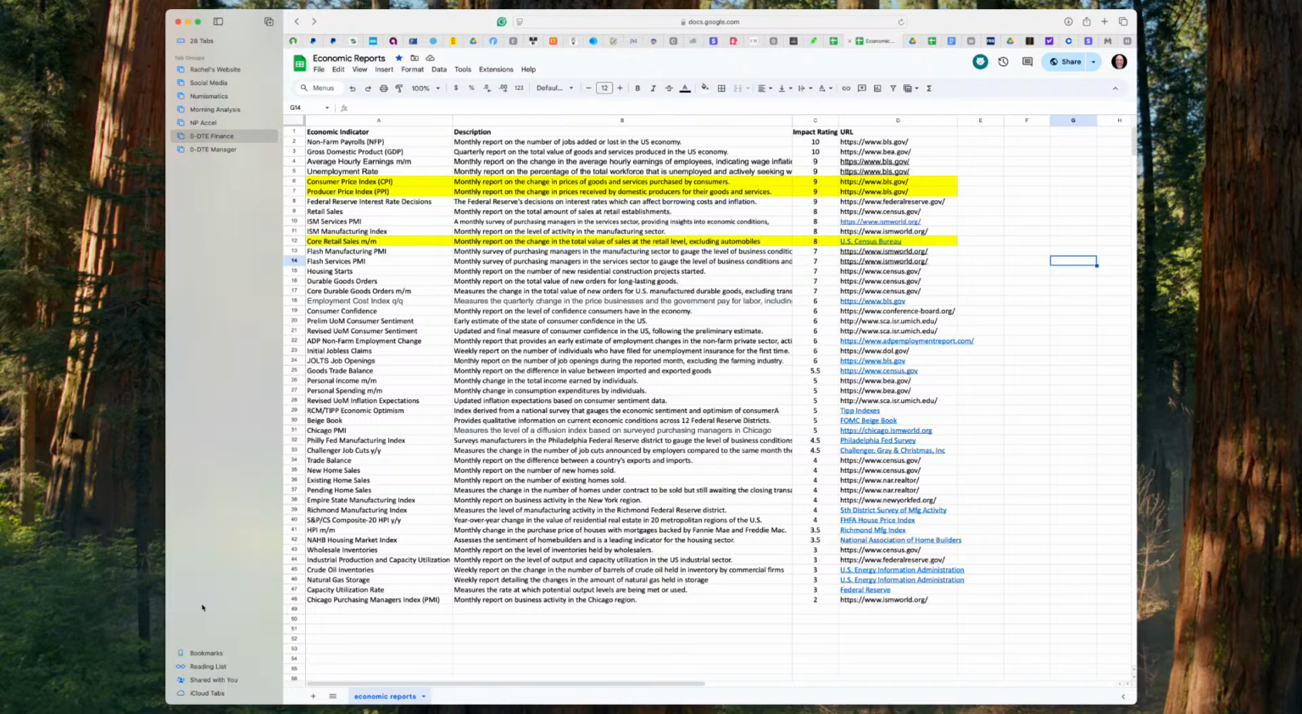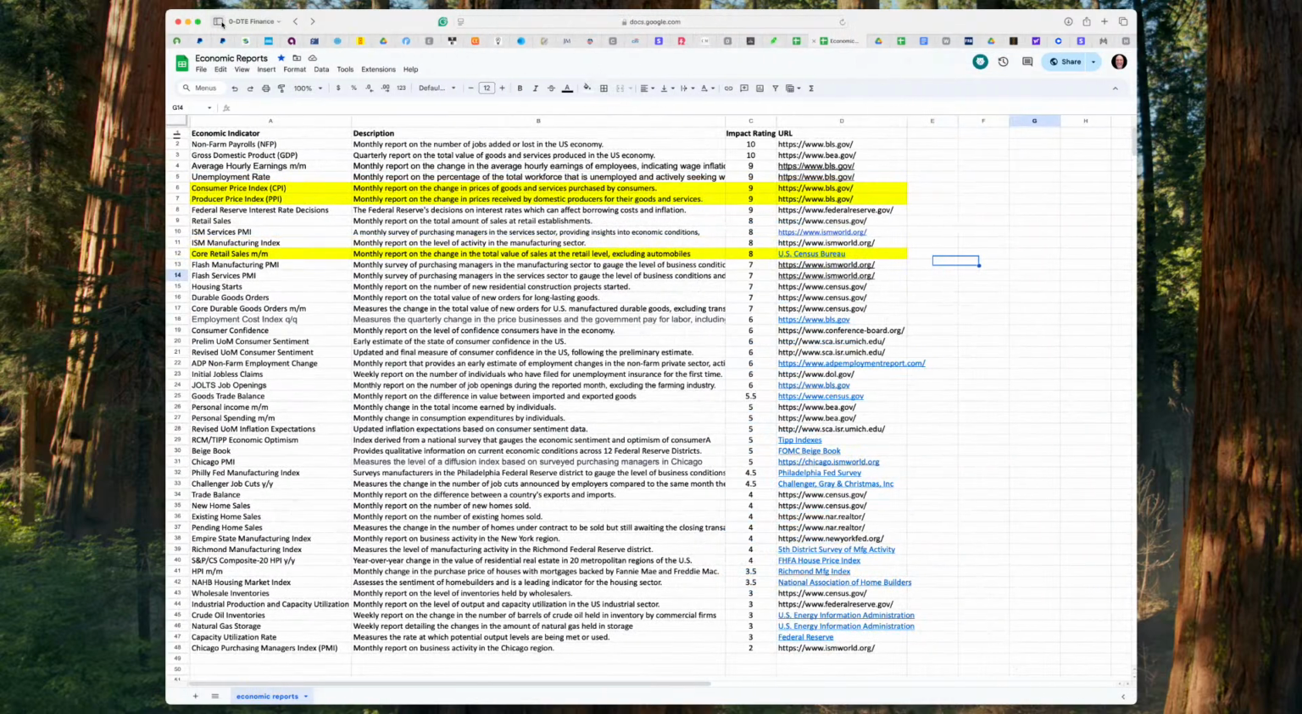All right. So what you're seeing here is a database that I've created of all or almost all the economic reports that we see, and then I've ranked them by their potential impact on the market when they are introduced. And the more impact, the more volatility they have the potential to inject into the market. And you can see right at the very top is non-farm payrolls, which we saw last week, and unemployment rate, which we're going to see also this week.